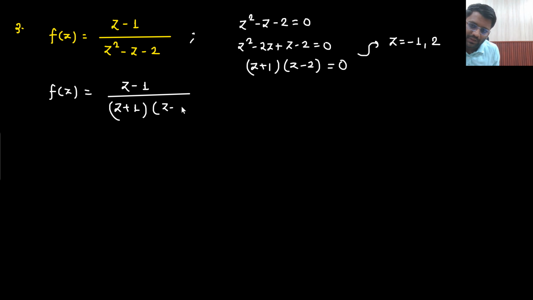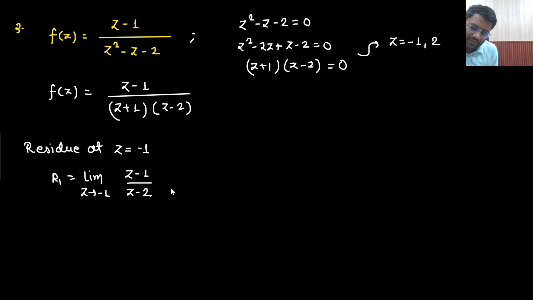into (z minus 2). Now the same question: residue at z equals minus 1, not at 1, z equals minus 1. What would that be? Limit z tending to minus 1. This factor is creating the problem, so I will remove it. What will I be left with? (z minus 1) upon (z minus 2). If I put minus 1 here, this will be minus 2, minus 3, so the answer is 2 by 3.